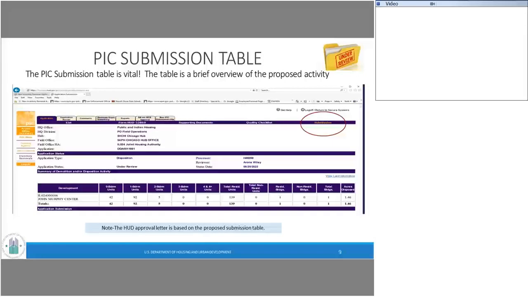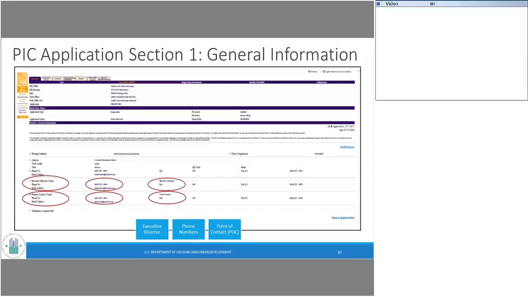Now, the PIC submission table, again, gives us an overview. It tells me the who, what, and where. So what we're looking at is who is submitting the application, which is the Joliet Housing Authority. What's the application number, which is the Demolition Disposition Application Number, DDA 0011981. What type of application are they submitting to the SAC, and that's for disposition.